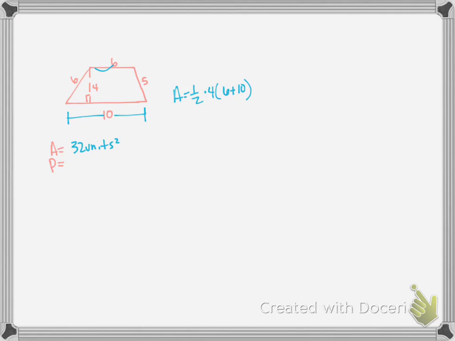Perimeter, we add up the outside, so I've got 6 plus 5 plus 10 plus 6. So I'm getting 27 units for my perimeter.